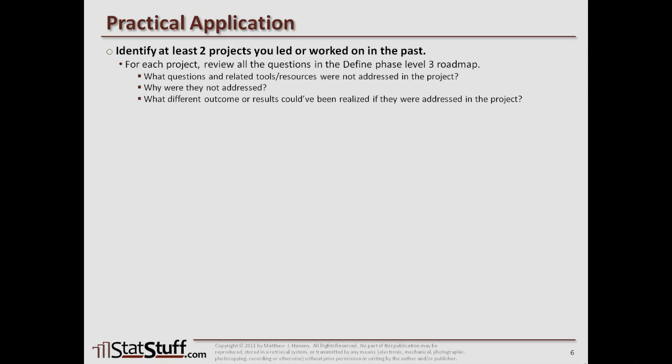And then as you do that, find out which questions or related tools or resources that were defined in there, which ones of those were not addressed in those projects, and why were they not addressed? And then finally, what are the different outcomes or results that you could have gotten possibly if you had addressed those particular items in the project?